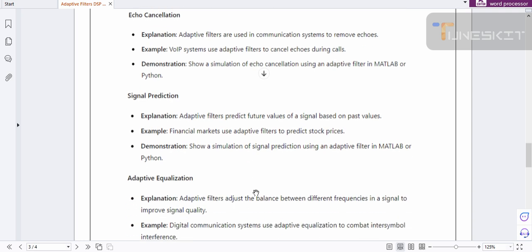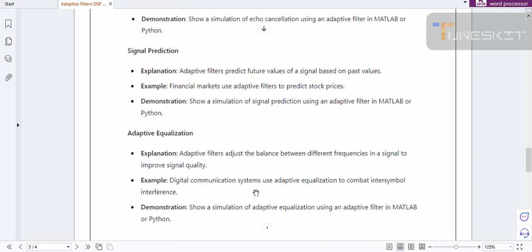The third application is signal prediction. Adaptive filters predict future values of a signal based on past values. For example, financial markets use adaptive filters to predict stock prices. It shows a simulation of signal prediction using an adaptive filter in MATLAB or Python.